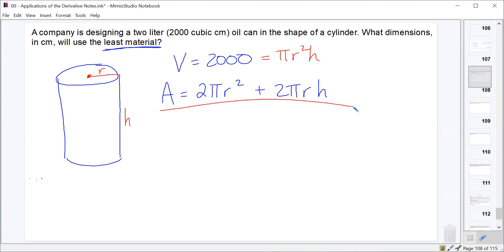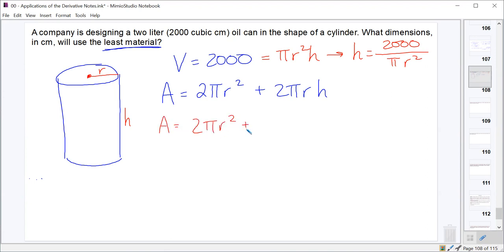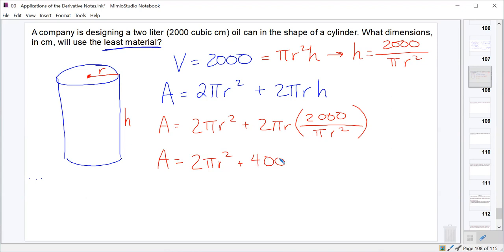So we need to optimize this area equation, the surface area equation. But before we can do that, we need to replace this h with an r. So in order to do that, we'll take this 2,000 equals pi r squared h and say h must be equal to 2,000 divided by pi r squared. And we can go in and replace that and rewrite our surface area equation as 2 pi r squared plus 2 pi r times h, which is now 2,000 over pi r squared. And this should be simplified into the area is 2 pi r squared plus 4,000.